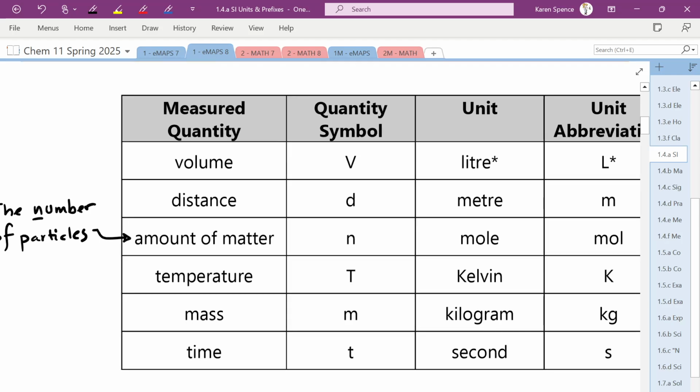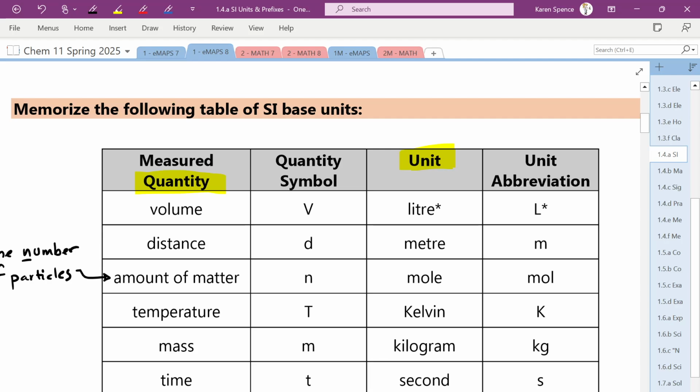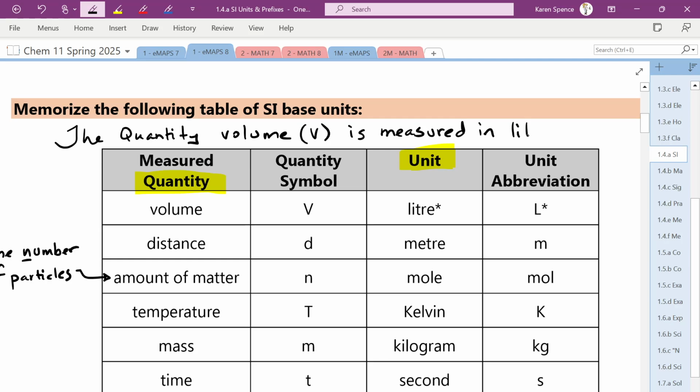Sometimes students get confused between the quantity and the unit. So I'm going to give you an example of a sentence. The quantity, volume, V, is measured in liters, L.